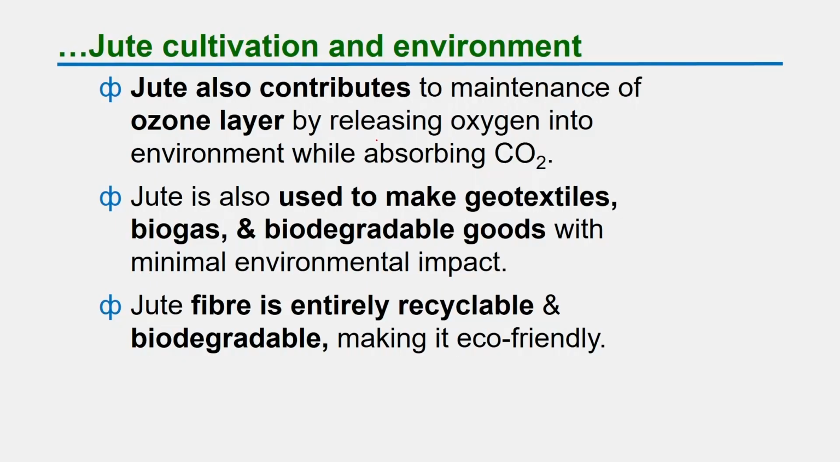Jute also contributes to maintenance of the ozone layer by releasing oxygen into the environment while absorbing CO2. Because biomass is huge, that means it has absorbed large quantities of carbon dioxide from the atmosphere, and this large biomass will also release more oxygen. So overall you see it is balancing. So the balance is in favor of oxygen.